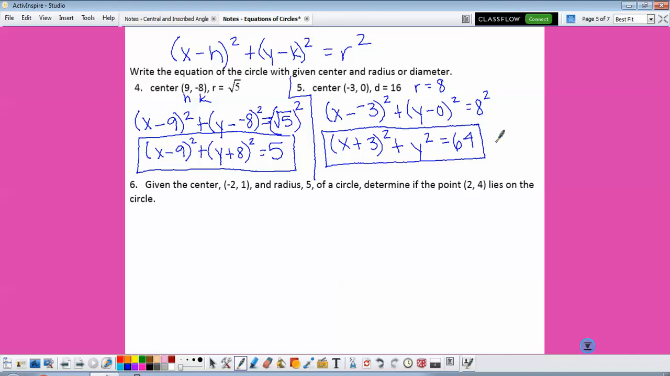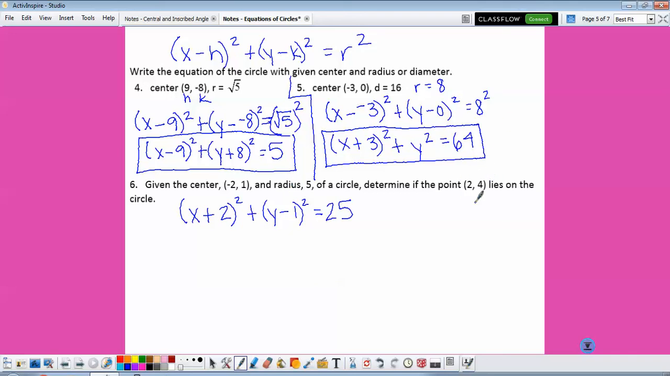Number 6 says, given the center -2, 1 and a radius of 5 of a circle, determine if the point 2, 4 lies on the circle. So first we're going to write our equation. So x minus negative, we've said a couple times, would be plus 2 squared plus y minus 1 squared equals 5 squared, which is 25. So that's the equation of our circle.